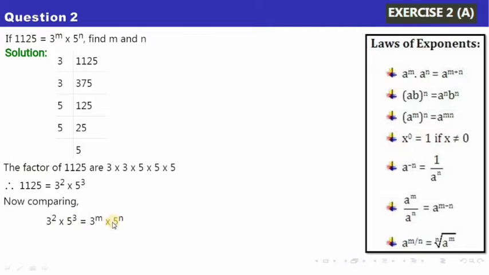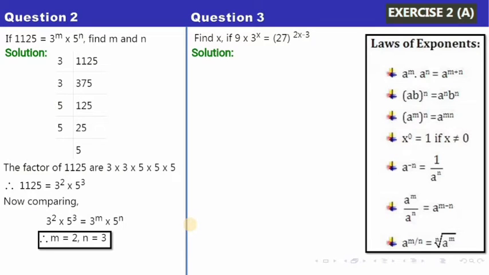And similarly, the power of 5 here is n, and the power of 5 here is 3. So what do you say from here? You say that the value of n is 3. So we got the value of m and n, isn't it? So we have m is equal to 2 and n is 3 here. So you may pause the video and note down the solution.